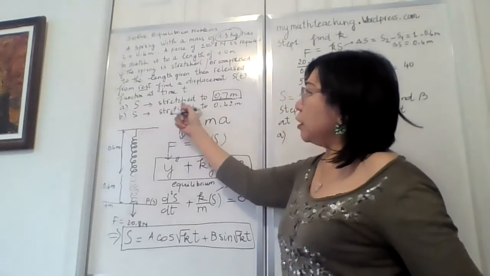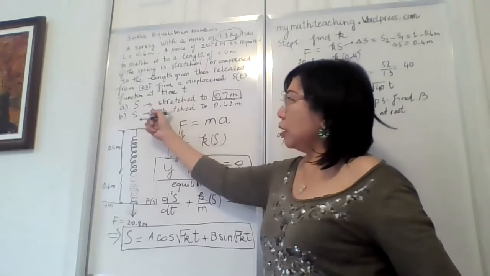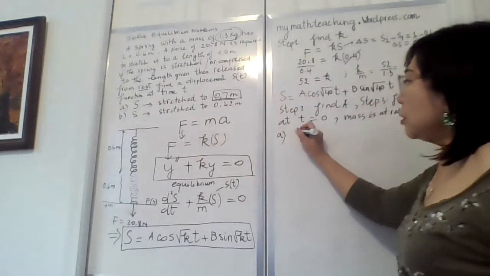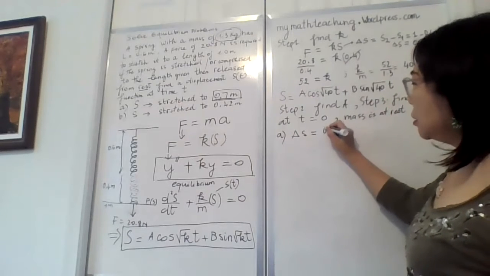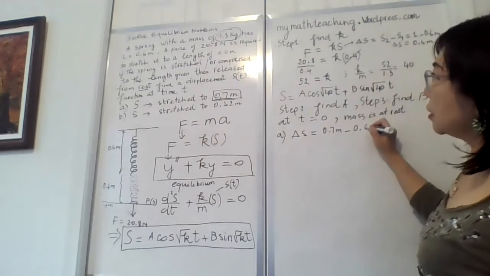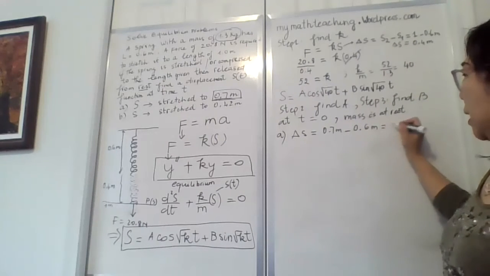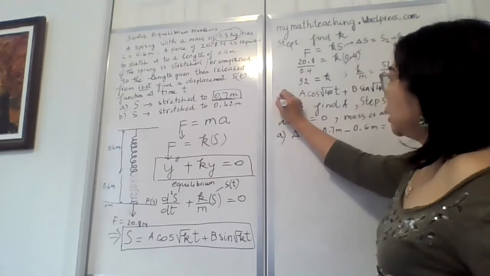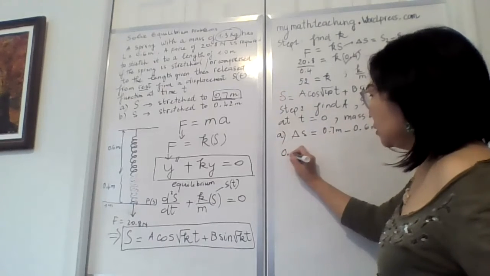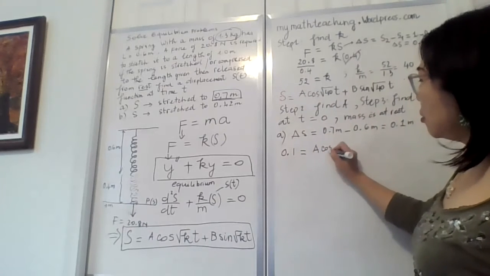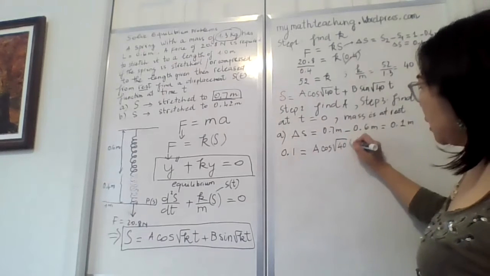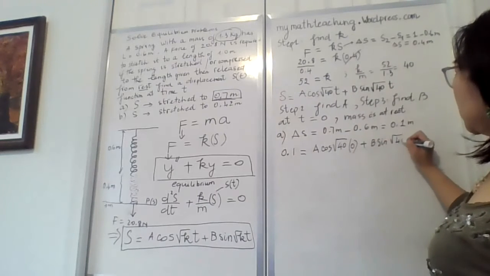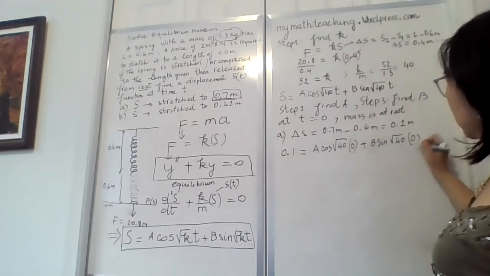And in the question A, we have to develop a formula or an equation of S of T using this data given, 0.7 meter. So our delta S in the question A is 0.7 meter minus 0.6 meter, the natural length of the spring. And that will give us 0.1 meter, right? So now we know delta S. So therefore, we can substitute 0.1 for the left side, 0.1 equal A, cos, follow the formula, cos of square root 40 times T, but the T here we'll substitute by 0, adding with B, sine of square root 40 times T, and the T here we set at 0 at the beginning.